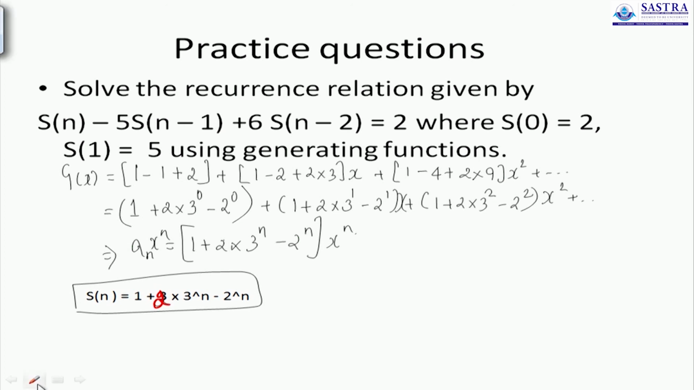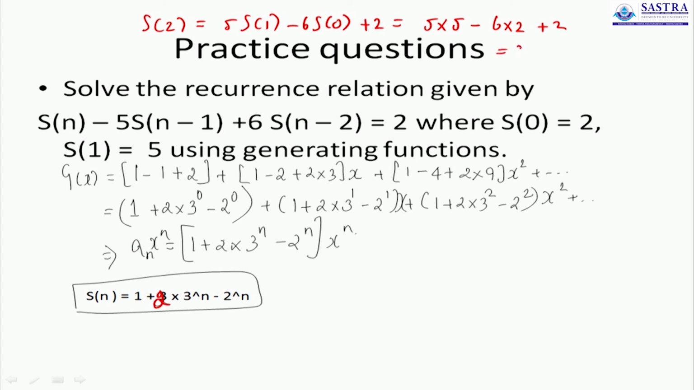If you wish, we can even verify this answer from the question. We know that s of 2 is 5 s of 1 minus 6 s of 0 plus 2. S of 1 is 5, so it is 5 times 5 minus 6 times s of 0. S of 0 is 2, that is 6 times 2 plus 2, which is 25 plus 2 minus 12, which is 27 minus 12, which is 15, and the same 15 will be obtained from here.